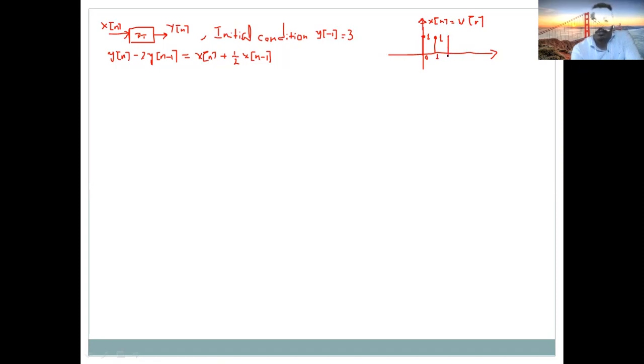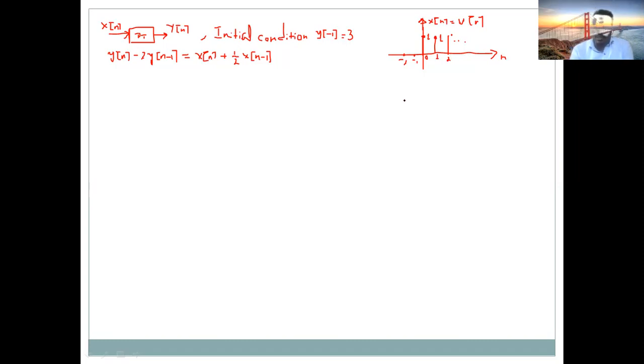At +2, again it is 1. So it continues up to infinity. This is our n. How about for n less than 0? At -1, at -2, all sample values are 0. This is the unit step. So the input is given, and the difference equation is given.